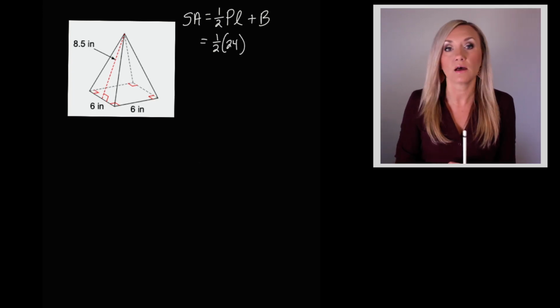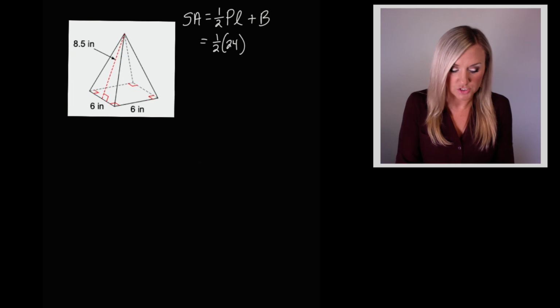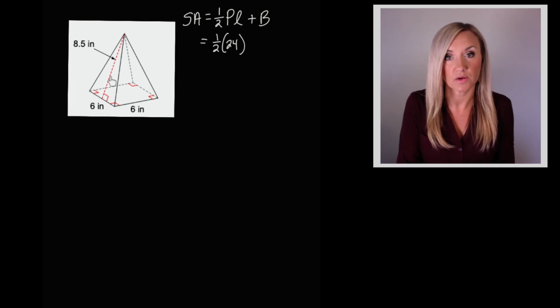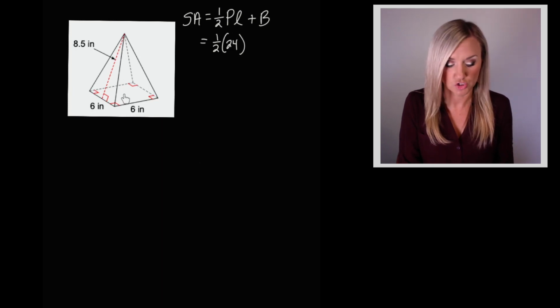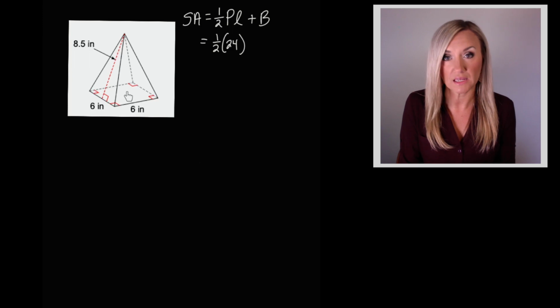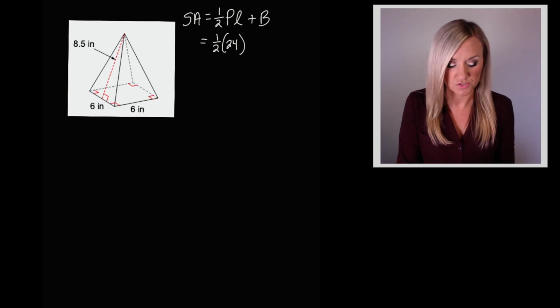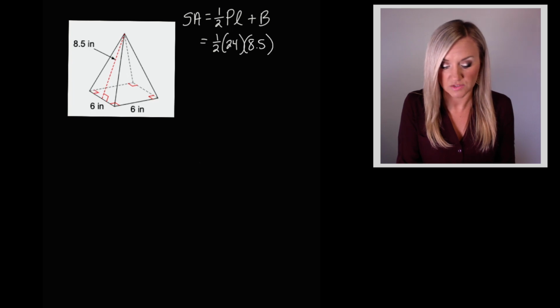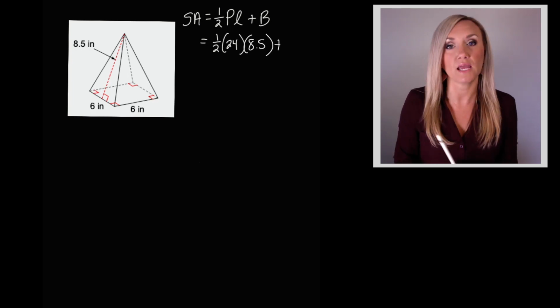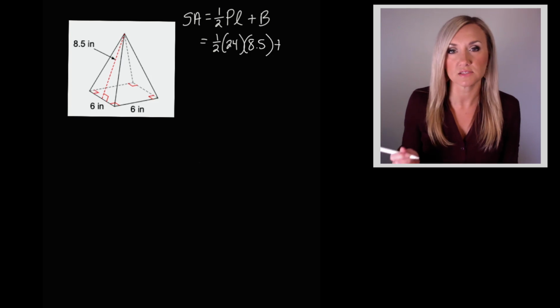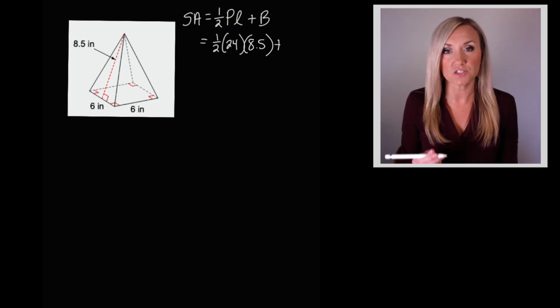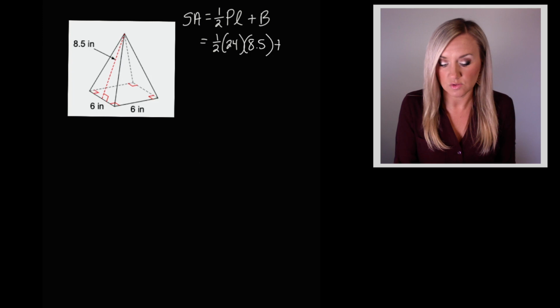And the slant height is, and let me show you, this is the slant height right here. The true height, if you remember, is from the top of the pyramid straight down to the base perpendicular, but this is our slant height. So our slant height is going to be 8.5 plus the area of the base. Since the base is a square, the area is just our length times our width, and it's going to be 6 times 6, which is 36.